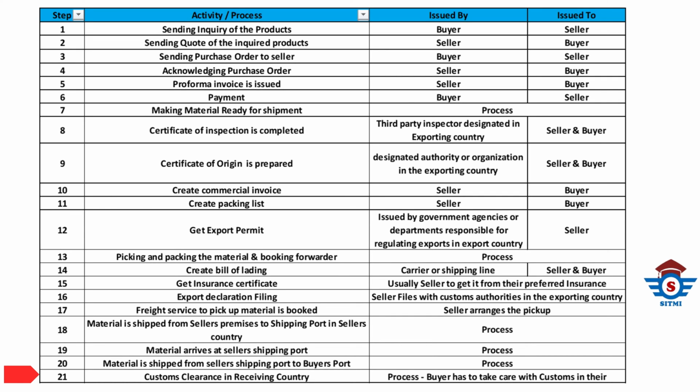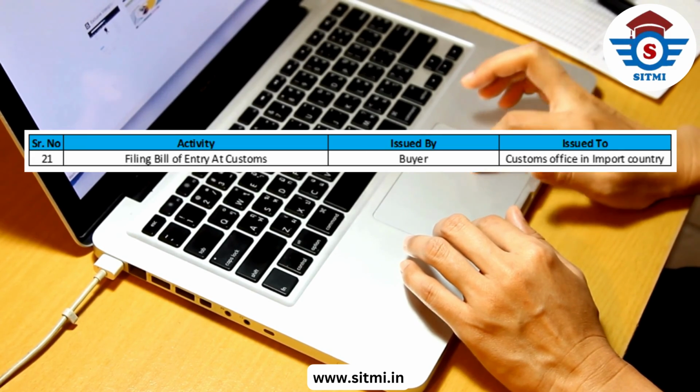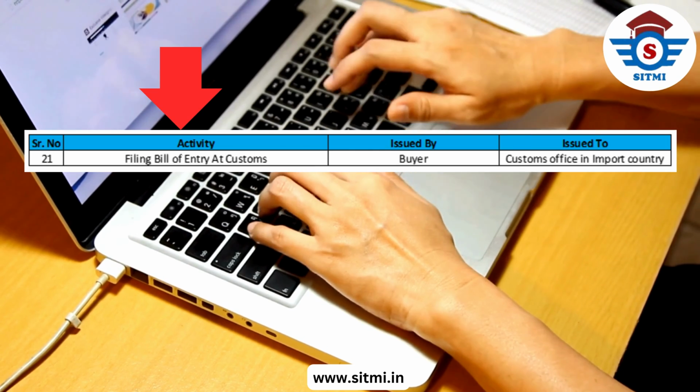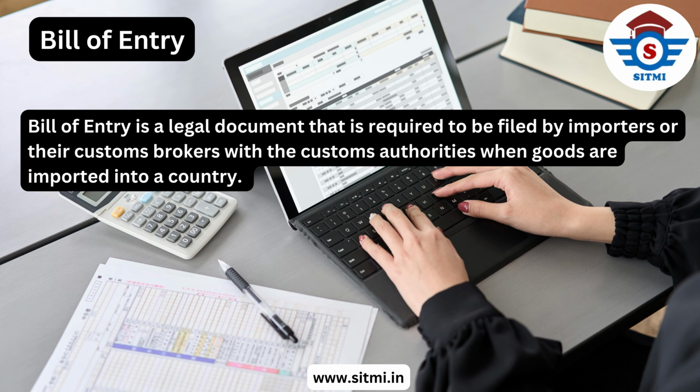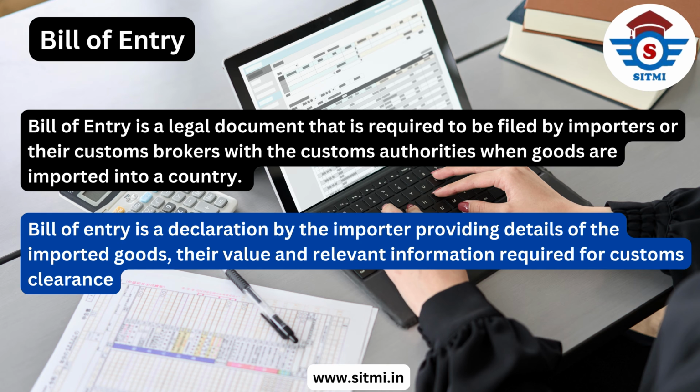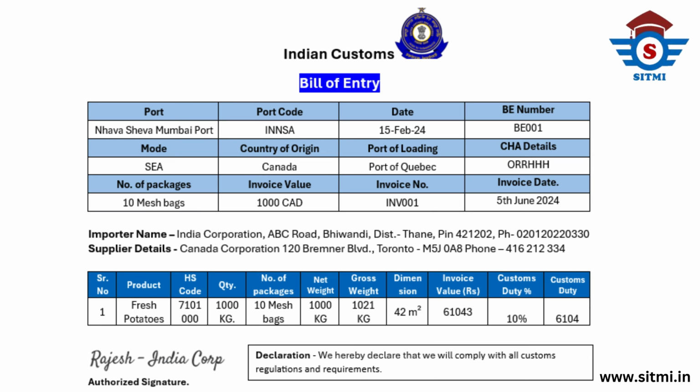So in all these above steps, we had a bunch of documents that were generated by buyer, seller and different authorities. Some of the mandatory documents required for the important step of import is called filing bill of entry at customs. Now, what is bill of entry? A bill of entry is a legal document that is required to be filed by importers or their customs brokers with the customs authorities when goods are imported into a country. It serves as a declaration by the importer providing details of the imported goods, their value and other relevant information required for customs clearance. Now here's a breakdown of the key components and purposes of a bill of entry.